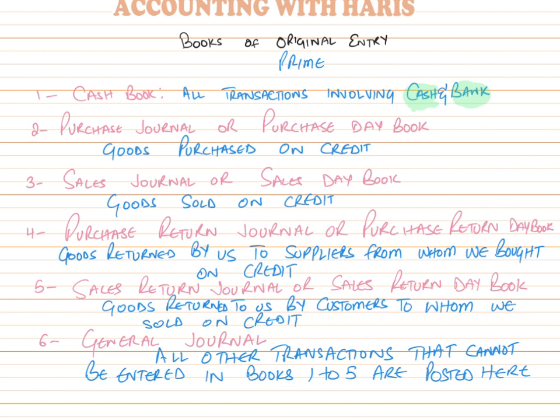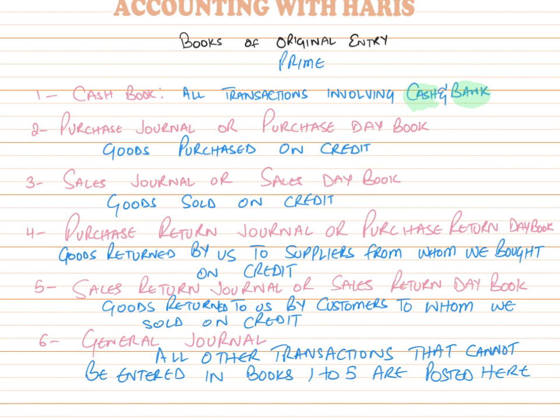Now if I talk about the purchase return journal or purchases return day book: if we return goods to any supplier from whom we purchased goods on a credit basis, then we would record this in the purchase return journal. And the sales return journal is similar: if we sell goods to our customers on a credit basis, and those credit customers return those goods to us, then we would record this in the sales return journal or sales return day book.